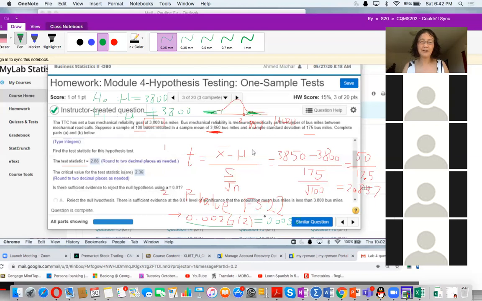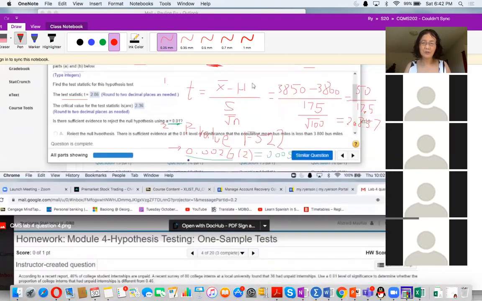And based on p-value method, this p-value is smaller than alpha. Alpha is 0.01 here. When p-value is smaller than alpha, reject H0. Reject H0 in favor of H1. So your managerial conclusion, the mean bus miles is not 3,800. Any questions for this one? So this is one question.